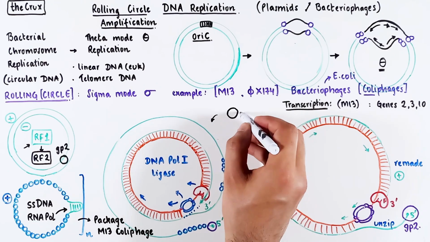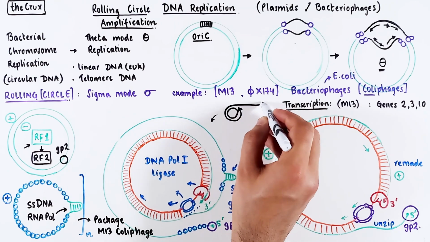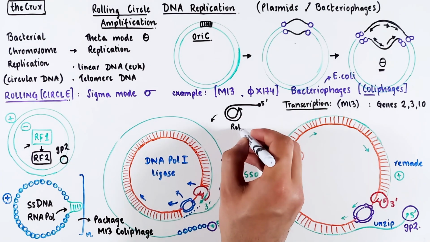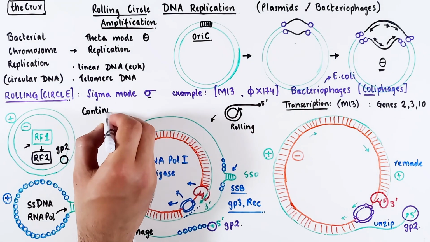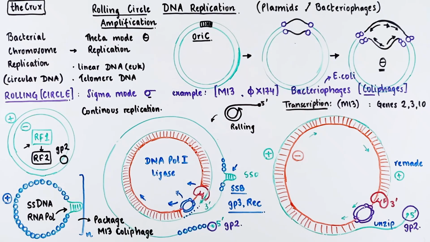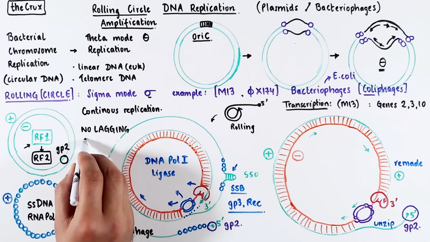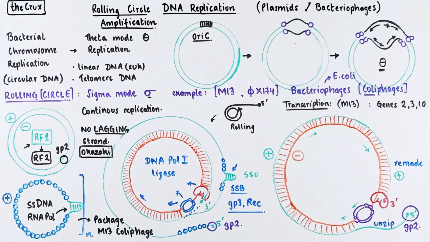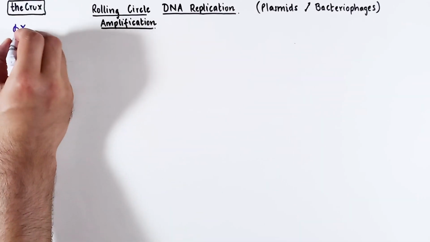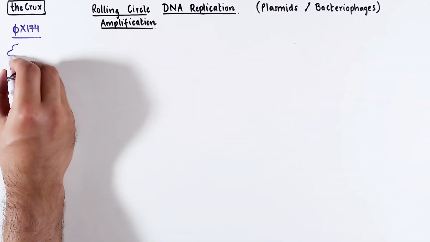So this is a typical rolling circle, where you have a double-stranded DNA being unzipped and rebuilt at the same time. As you saw, this occurs continuously. There is no lagging strand or Okazaki fragment structure in this replication, at least in the case of M13 phage. The PhiX174, however, is not the same.